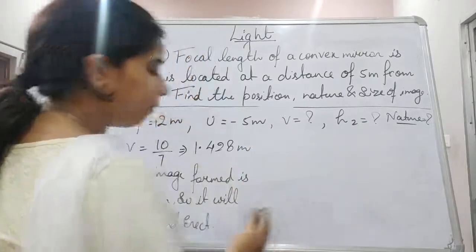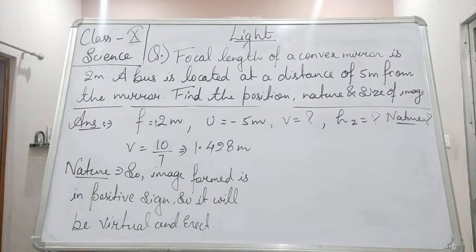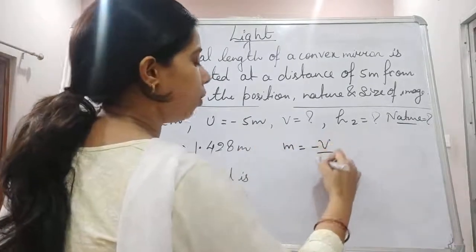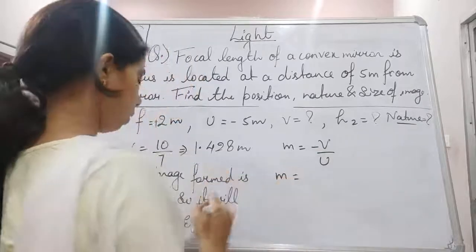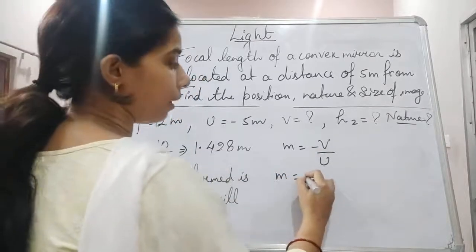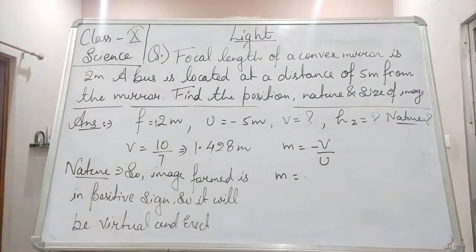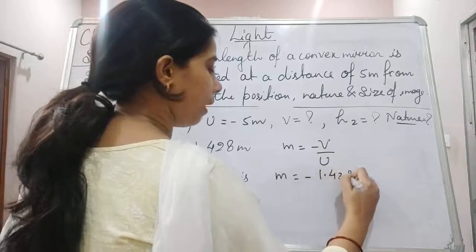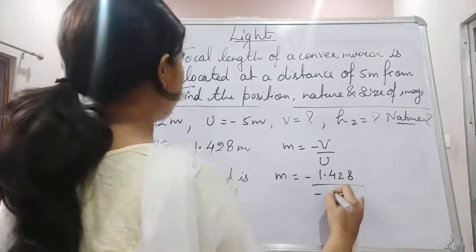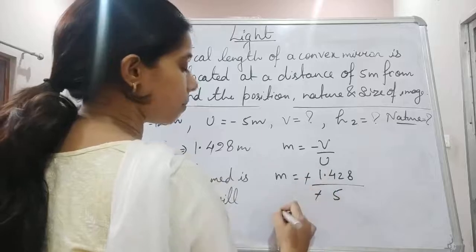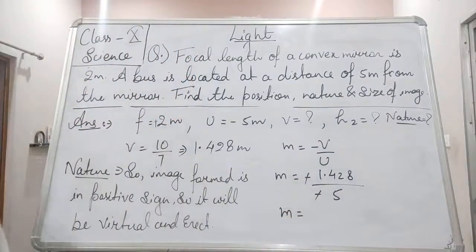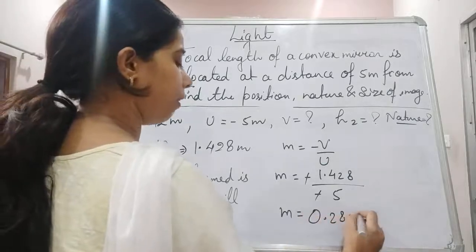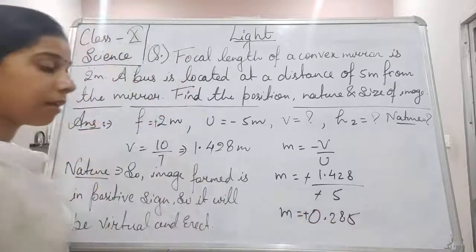What about the magnification? So magnification m will be equals to minus v upon u, students. Minus v will be equals to minus 1.428 divided by, this is also equals to minus 5. So this minus will cancel each other and ultimately we will get a value that will be equals to 0.285.